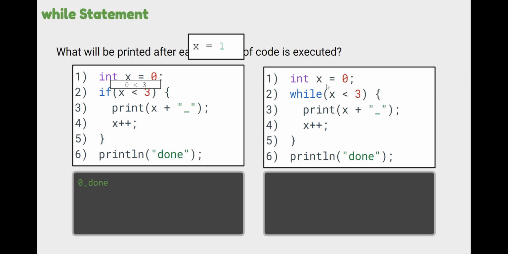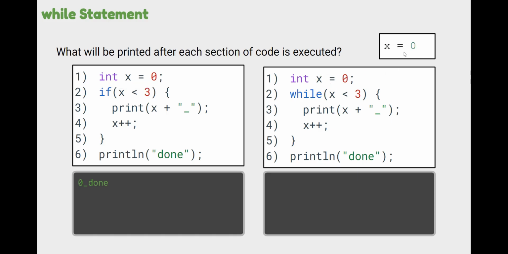Looking at the right-hand side, we are again initializing x to 0. This time we're saying while x is less than 3. Well, x is 0. We're asking if 0 is less than 3. That evaluates to true, which means we get to go inside this while statement. We're going to print x and an underscore. X is currently 0, so we print a 0 and an underscore. On line 4, we add 1 to x. X becomes a 1. But since this is a while statement, when we get to the end of it on line 5, we go back up and we then evaluate that Boolean expression again.